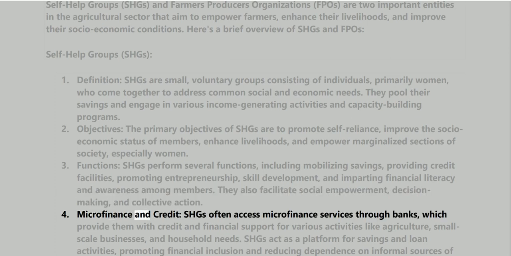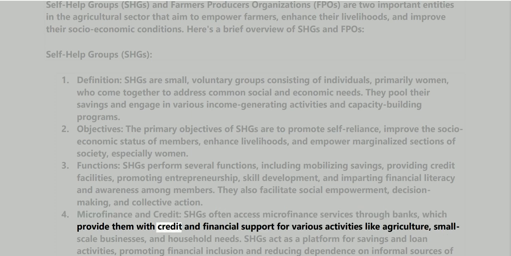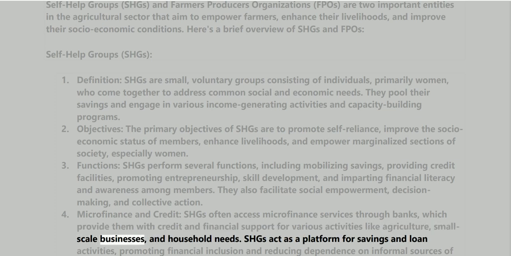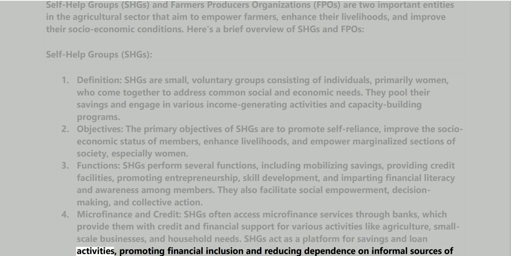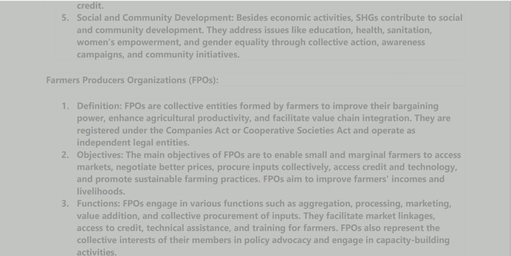For microfinance and credit, SHGs often access microfinance services through banks, which provide them with credit and financial support for various activities like agriculture, small-scale businesses, and household needs. SHGs act as a platform for savings and loan activities, promoting financial inclusion and reducing dependence on informal sources of credit. 5. Social and community development. Besides economic activities, SHGs contribute to social and community development. They address issues like education, health, sanitation, women's empowerment, and gender equality through collective action, awareness campaigns, and community initiatives.